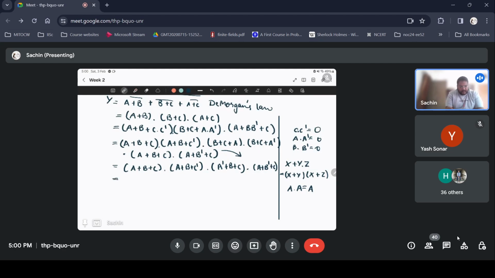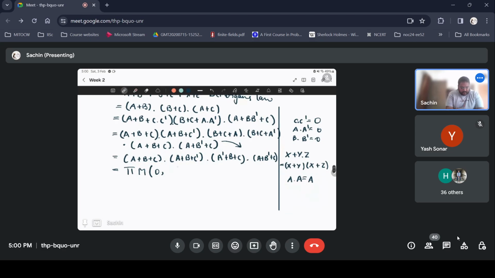So this in the max terms or the canonical product of sums form, you can write it as pi of, what are these terms? This is 0, this one is 1, the third one is 4. Next one is 2.